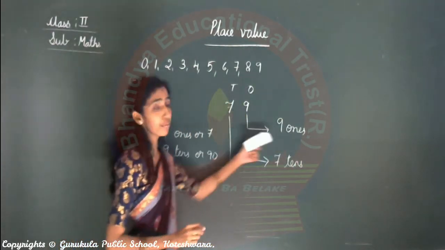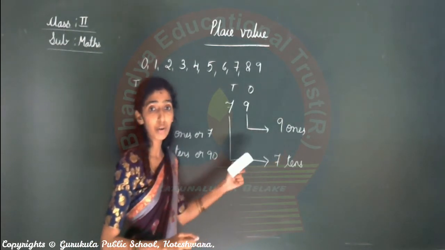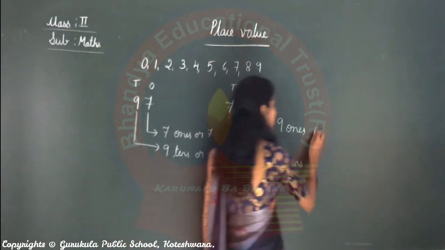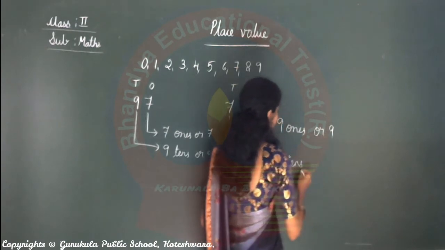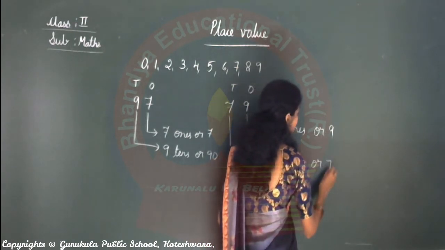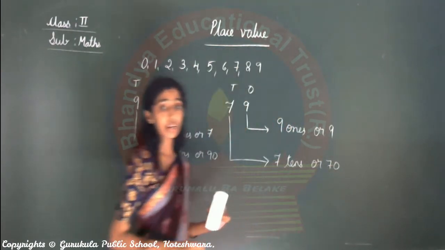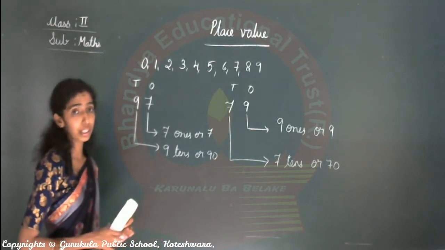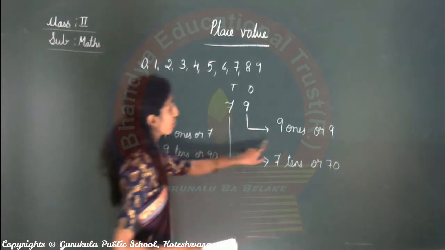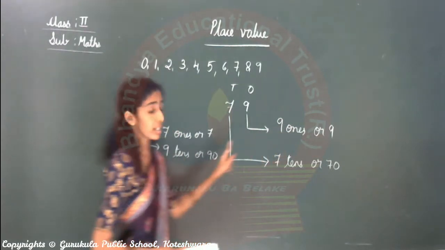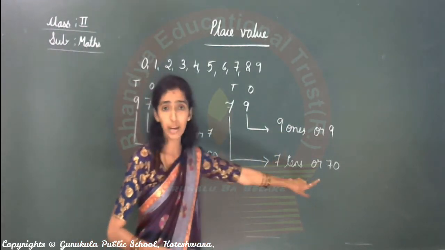9 ones and 7 tens. 9 ones always means 9 only. But 7 tens will change: 7 tens means 70. See here, 9 ones is 9, but 7 tens is 70.